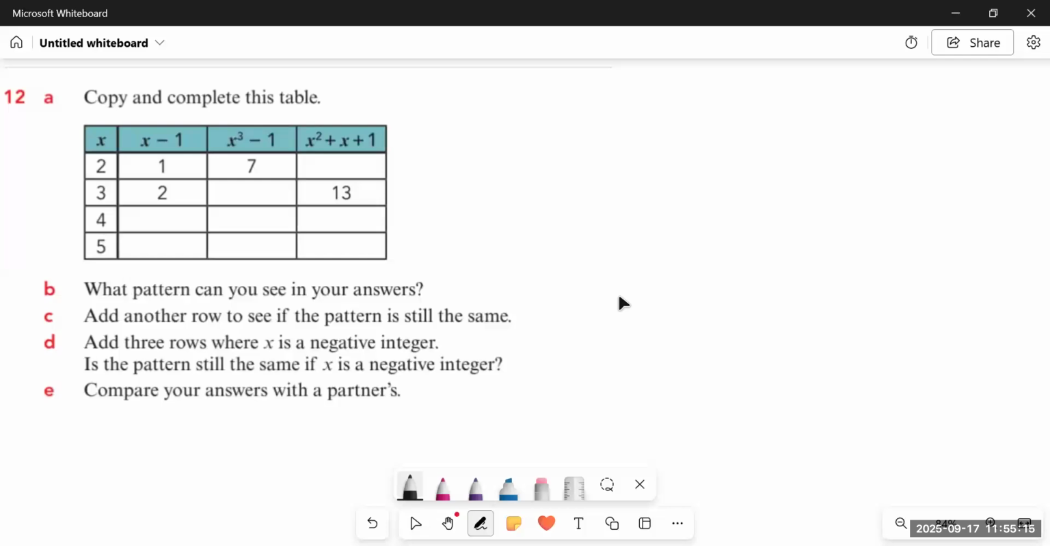Now, in question number 12, we are provided with some of the values of x and the expressions are given along with that. So let's try to solve this one and try to complete this table.